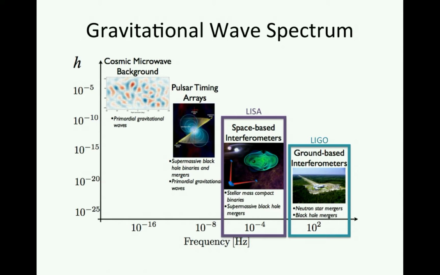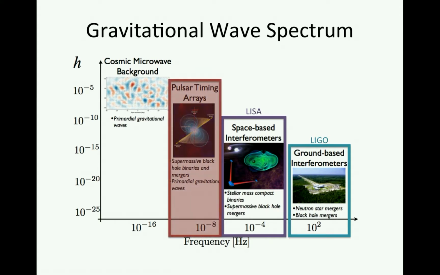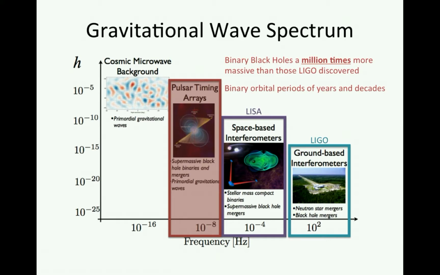Both LIGO and LISA are complementary to the gravitational wave observations being done by pulsar timing arrays. Pulsar timing arrays observe binary black holes that are 1 million times more massive than those discovered by LIGO, and the binaries have orbital periods of years and/or decades compared to the orbital periods observed by LIGO, which are fractions of a second.